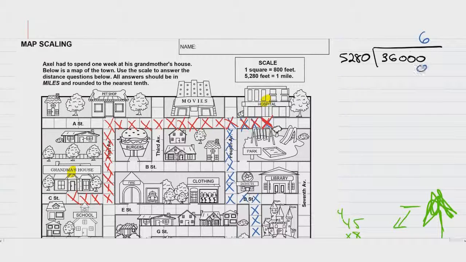6 times 0 is 0. 6 times 8 is 48. Carry the 4. 6 times 2 is 12, plus 4 is 16. Carry the 1. 6 times 5 is 30, plus 1 is 31.